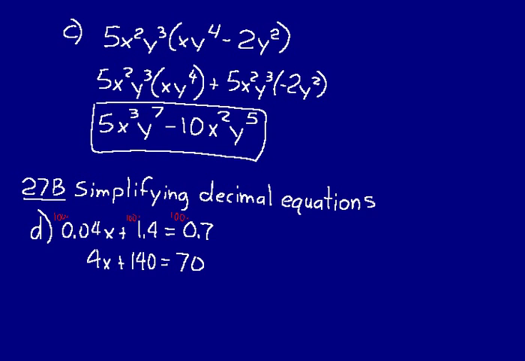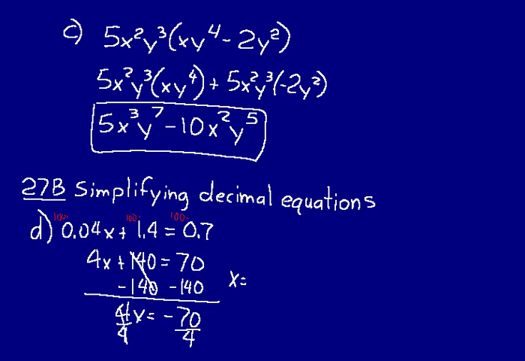Now everything's in terms of whole numbers. And so let's go ahead and simplify and solve for x. So we would use our addition rule to add a negative 140 to both sides. Cancels on the left, and so we end up with 4x is equal to minus 70. Now we need to divide both sides by 4, and the 4's on the left cancel, and we end up with x is equal to negative 17.5.